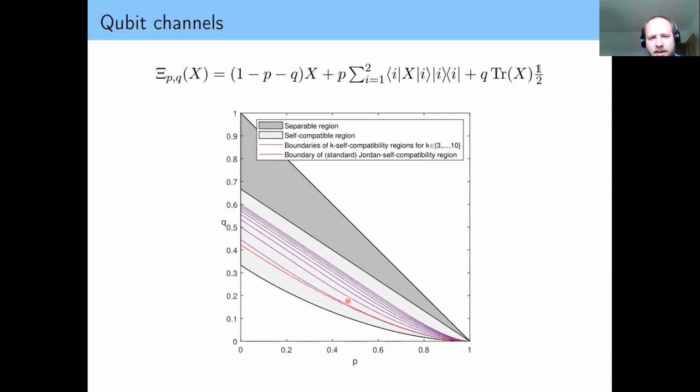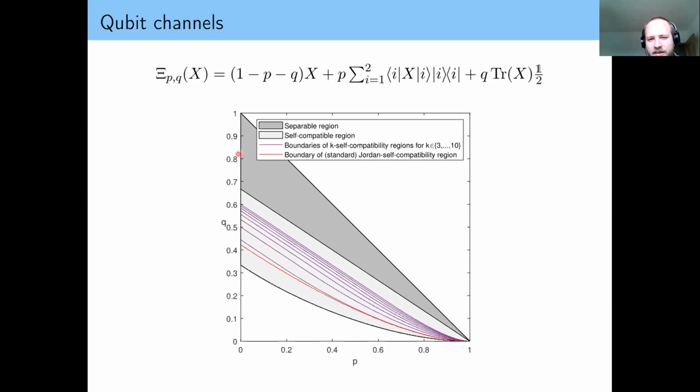is compatible with itself. And then there's this red curve, and this is the curve such that above the curve, the Jordan product of the channel with itself is positive semi-definite, and below the curve, the Jordan product of the channel with itself is not positive semi-definite. So we can somehow see that, and I would like to say that this is the first Jordan product that we defined. This is the naive one. This is not the generalized one.